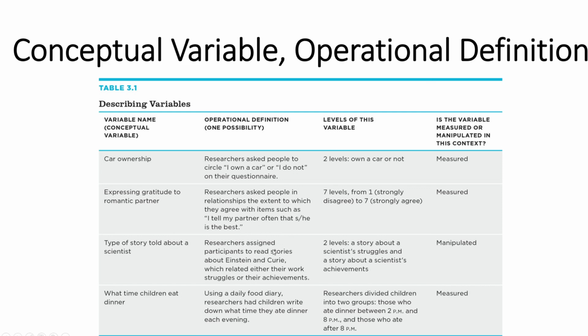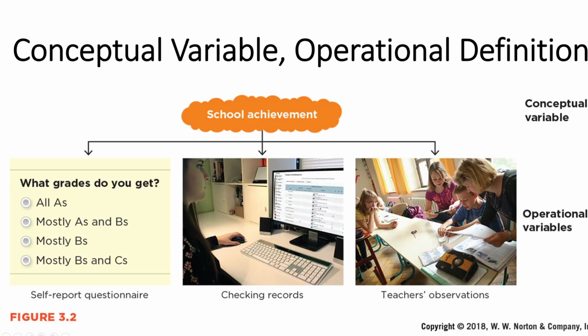And this word here being "assigned," as opposed to asking or measuring something, tells us that this variable here is manipulated because the researchers gave the participants one story or another. So this is a manipulated variable, not a measured one. And there are other examples here that you can go through, but we've done enough reading through things.